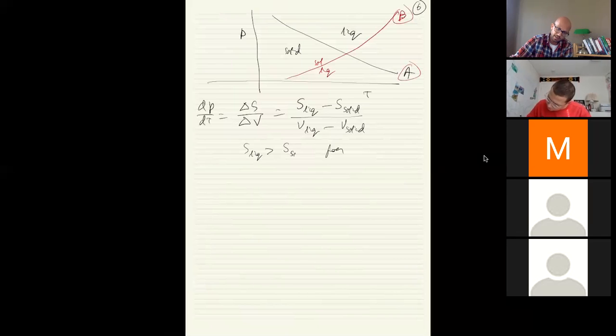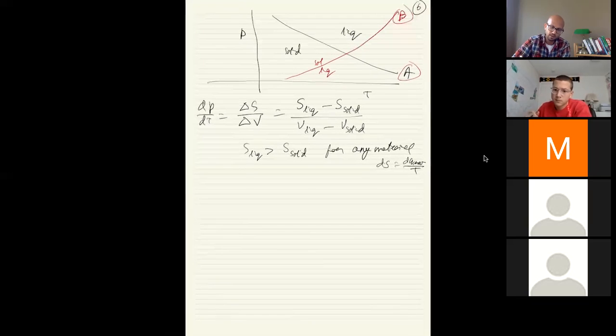So we know that the entropy of liquid is going to be more than entropy of solid for any material. There might be some counterexamples, but it's very common. For water, it's definitely true that the entropy of liquid is more than entropy of solid, right? How did we know that? We know that dS is equal to dQ reversible by T, and that's the integral. Cp is positive, so that's how we get this.